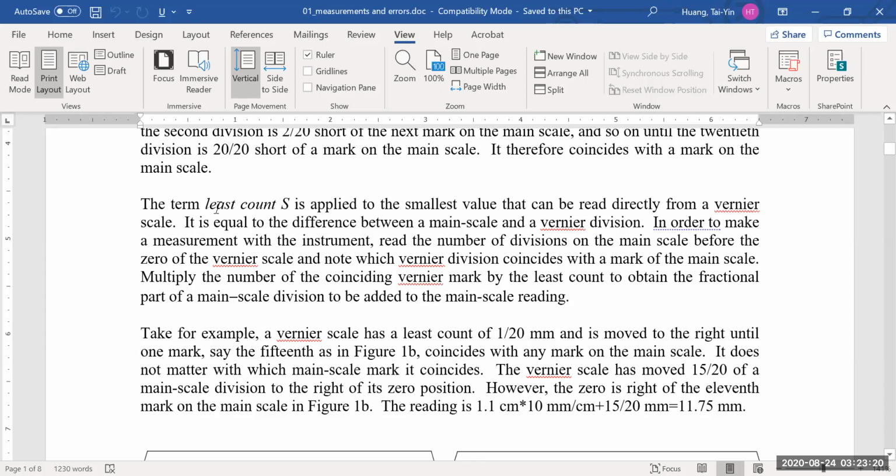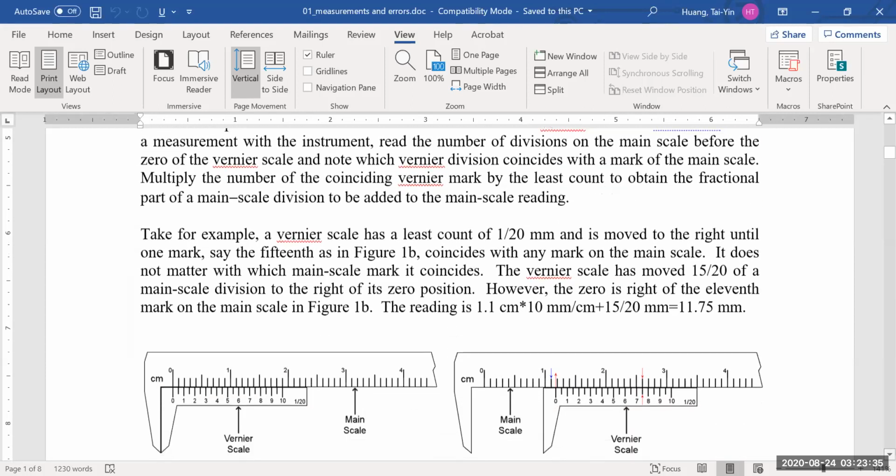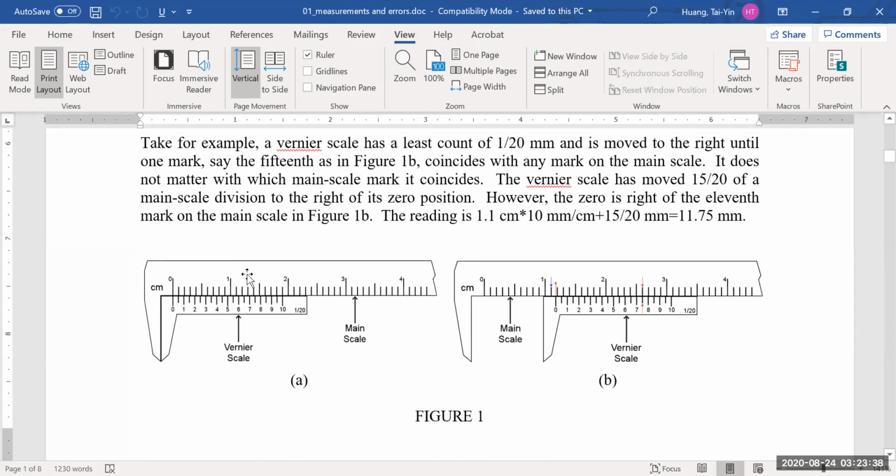One is the terminology, least count. That means the smallest value that can be read directly from the vernier caliper, vernier scale, right? So take for example, let's say this is a vernier caliper. It comes with two scales. One is the main scale, which is the upper one, and that's in centimeters. And the lower one is the vernier scale. That is in one of the smallest is one 20th of a millimeter. So you can see that this provides a better precision than a ruler.